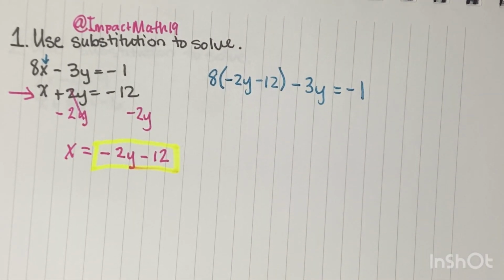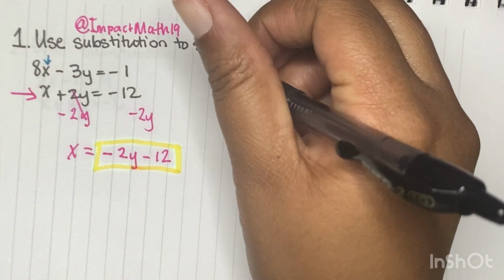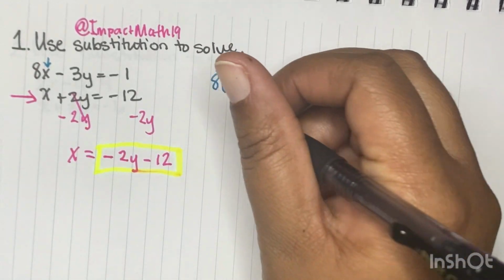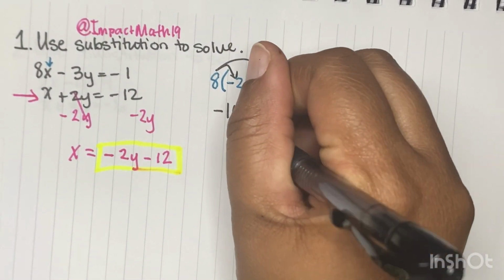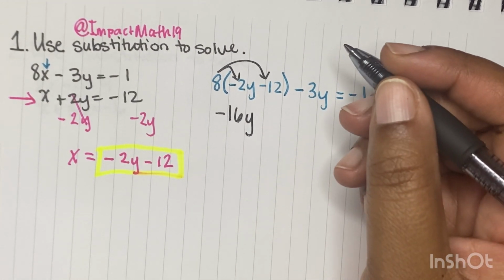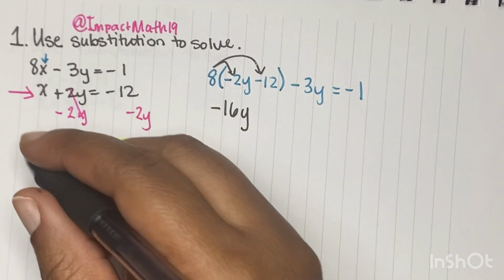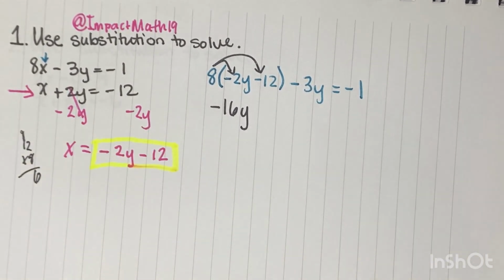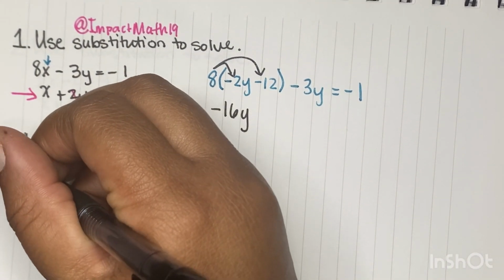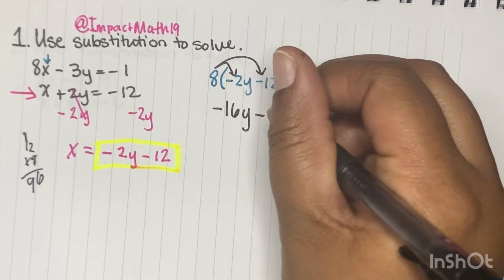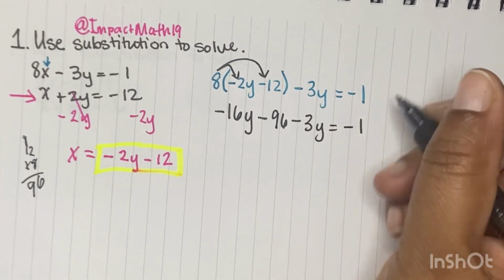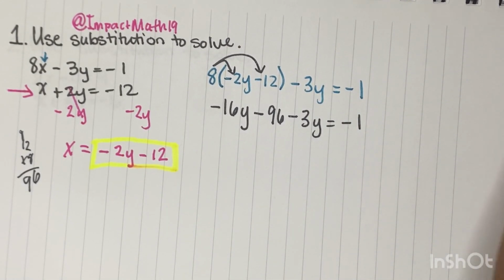And then what we can do is we can distribute this 8. So we're going to distribute the 8 here by doing 8 times negative 2, which is negative 16y. And then 8 times 12. Let's do this over here. 12 times 8. 8 times 2 is 16. Carry the 1. And then 8 times 1 is 8. Plus 1 is 9. So we get negative 96. Okay. Minus 3y. Drop down the rest. Negative 1.